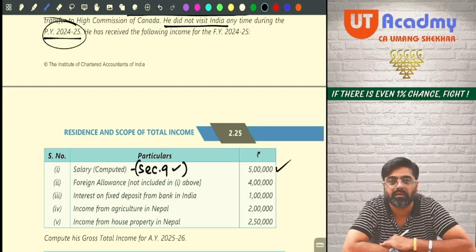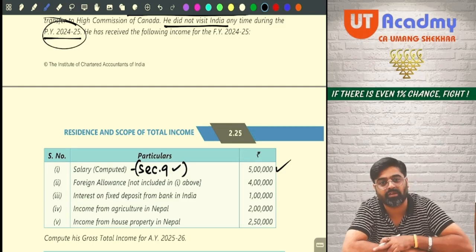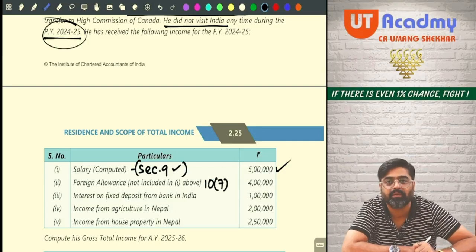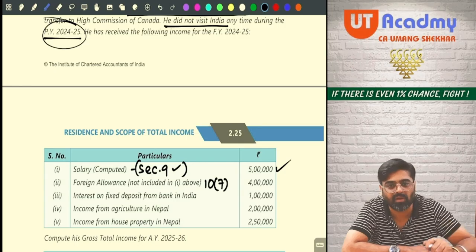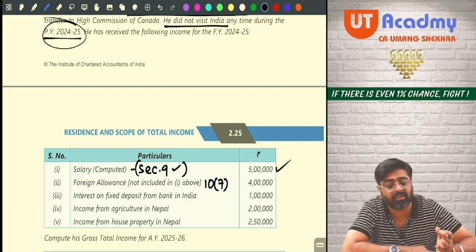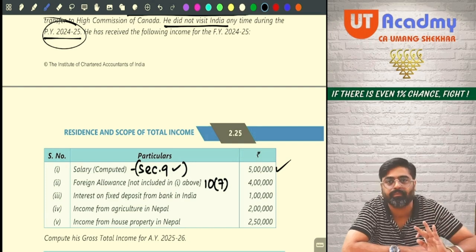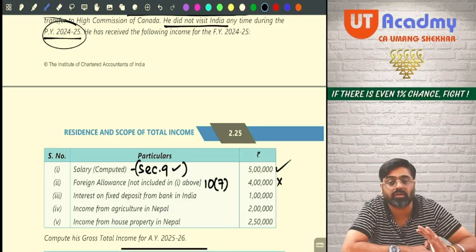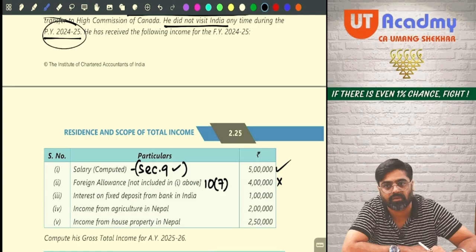Sure, sir. Now second income, foreign allowance he is earning. Do you remember 10 subsection 7? Fully exempt. Exempt for all, no? So even if his status is NR, it will not be taxable for him, since this income itself is exempt. Sure? So this will not be taxable for him because this is fully exempt under section 10(7).